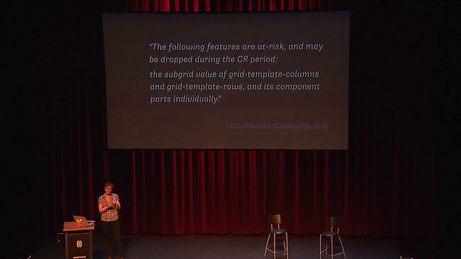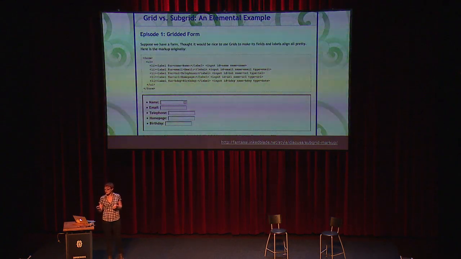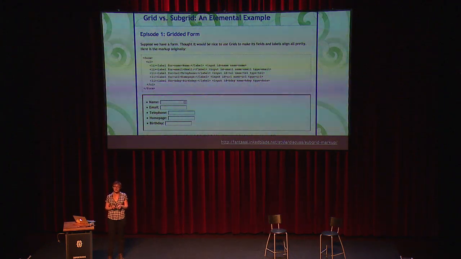I think people will want that because they want things to line up nicely, but it also creates, I think, an accessibility issue if we don't have subgrid. Because I think that what will happen is people will start to remove semantic markup in order to make everything the child of the grid so they can then position things. I think that's a real danger without subgrid. Fantasy is a great example of why we need subgrid here as well on her site. And there's a couple of really good examples there showing you why subgrid is important.